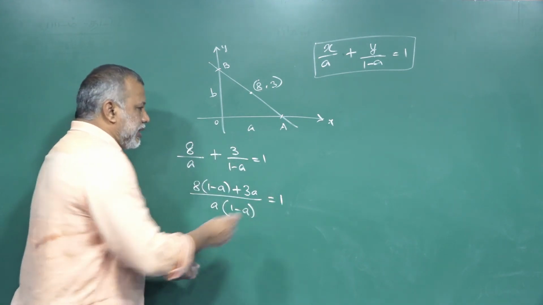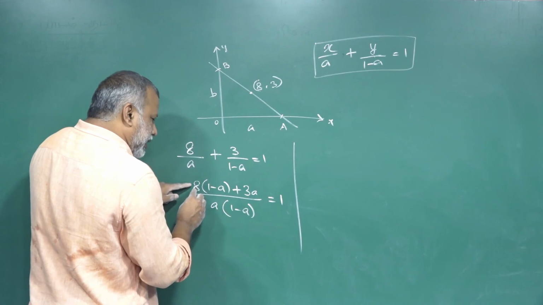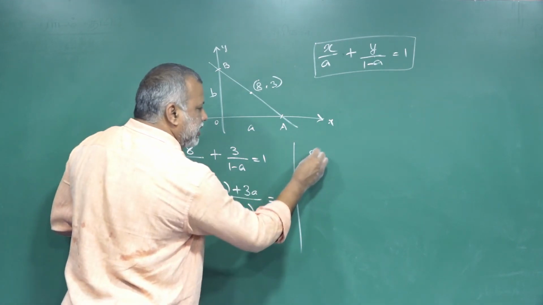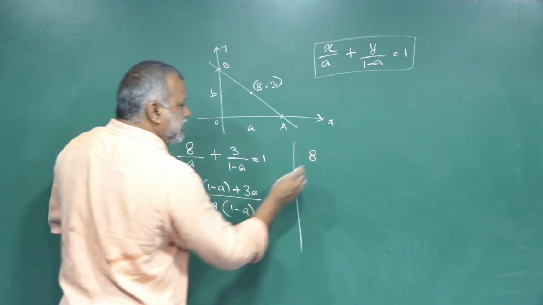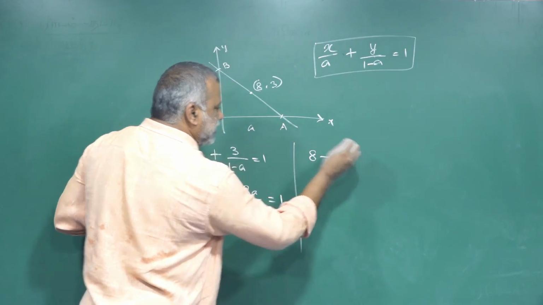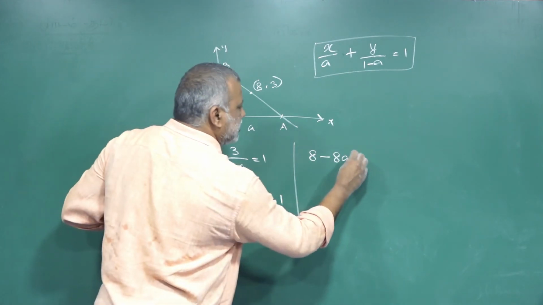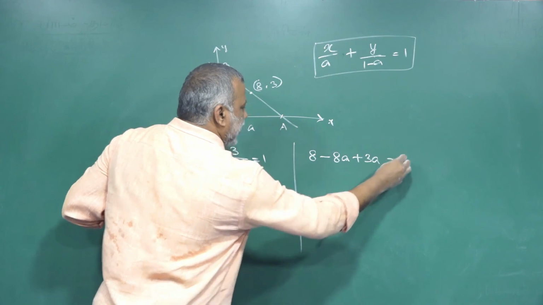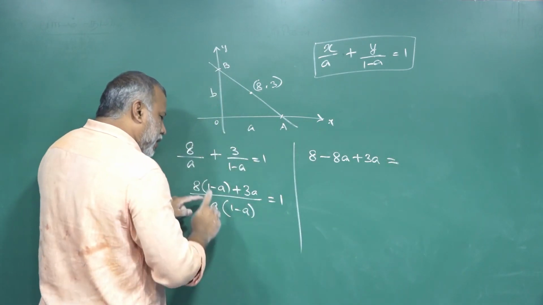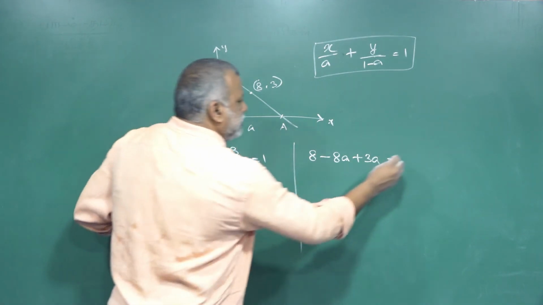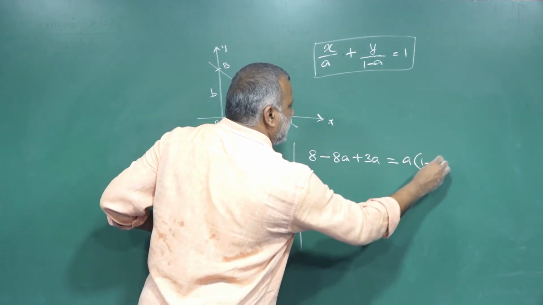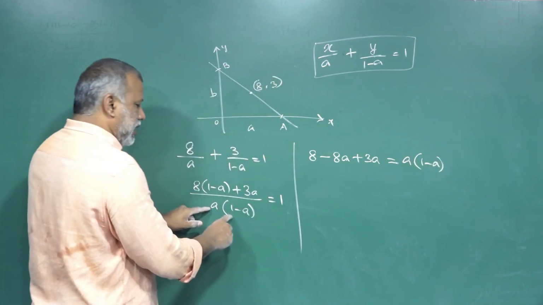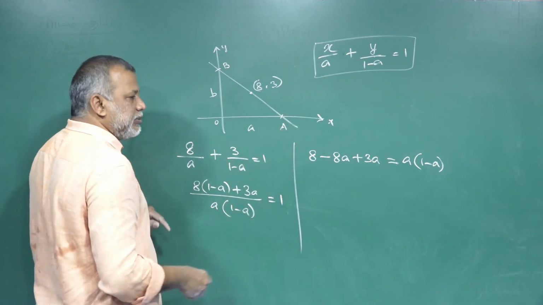Now, cross multiplication with the other side: 8 multiplied with 1, we get 8. 8 multiplied with the negative a, we get minus 8a. Already you have 3a. Then the denominator is cross multiplying, 1 is multiplied with the same, therefore a of 1 minus a. Just do the cross multiplication.